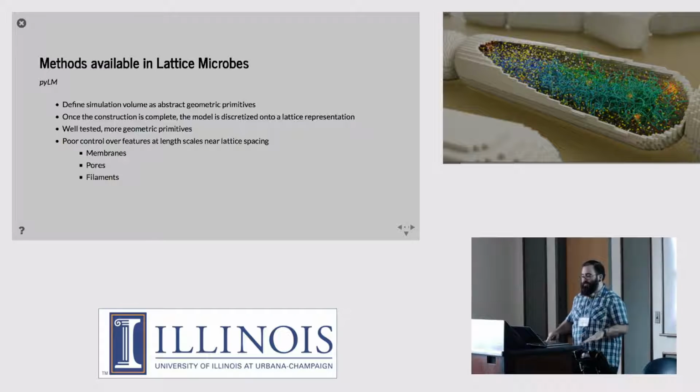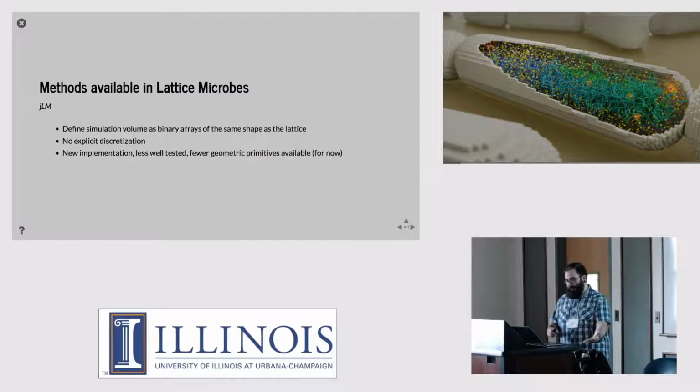PyLM itself is more well-tested than the methods I showed yesterday, and will continue to show today, JLM, and there are a lot more geometric primitives available. However, using constructive solid geometry, once you get towards features on the order of lattice spacing, so membranes, pores, filaments, you lose control of the individual positioning of sites. That can lead to trouble later on, especially with membranes.